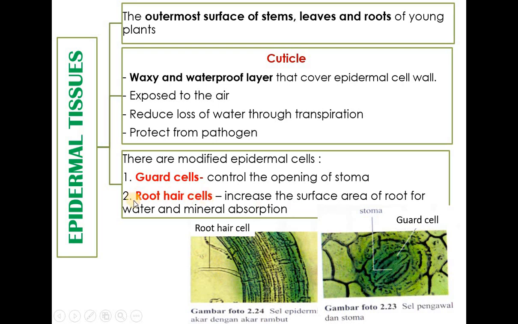And then the second one is root hair cells. What we can see from here is the epidermal tissue of the root. What we can see here is the root hair cells. What is the function of the root hair cell? Increase the surface area of roots for water and mineral absorption.